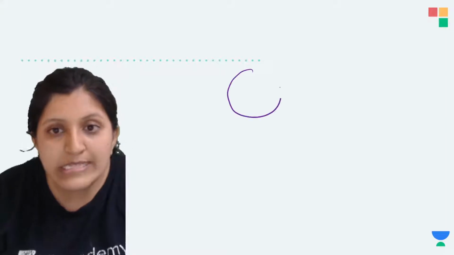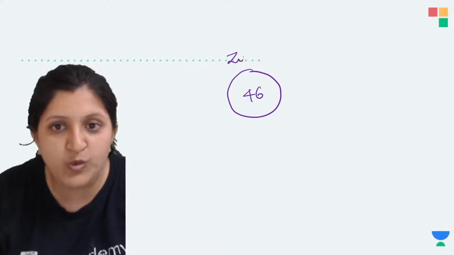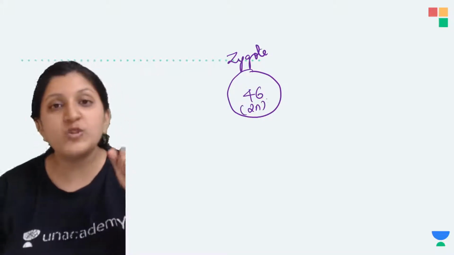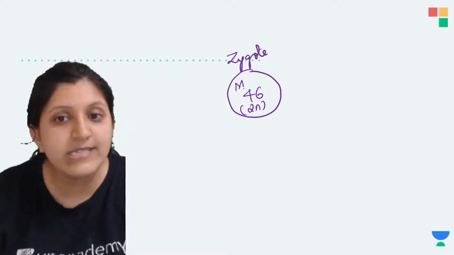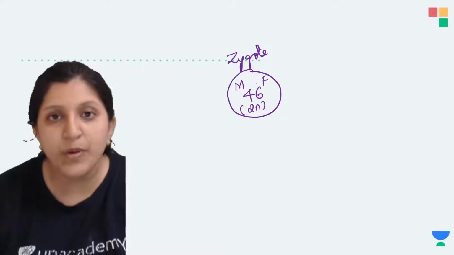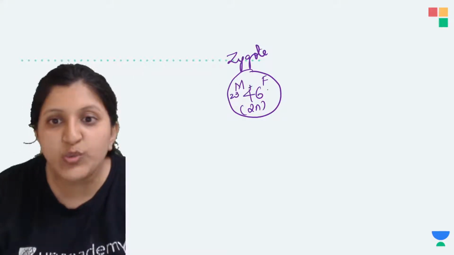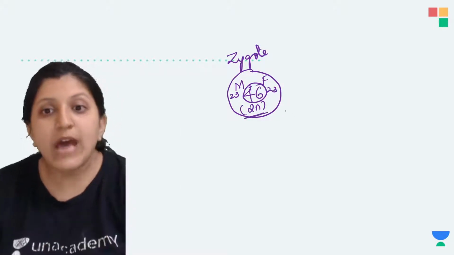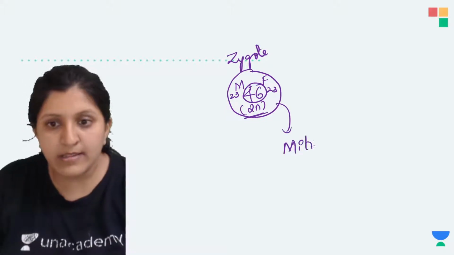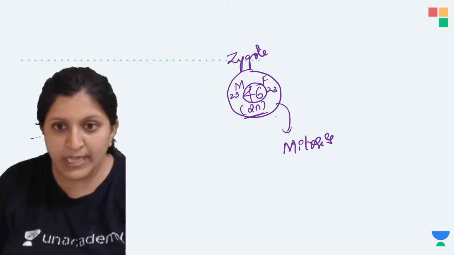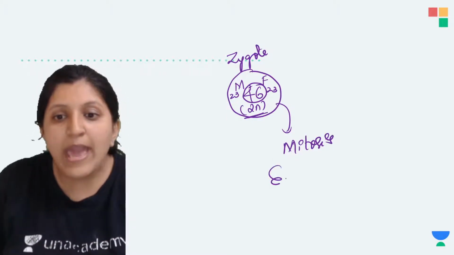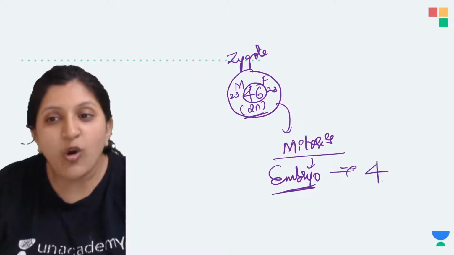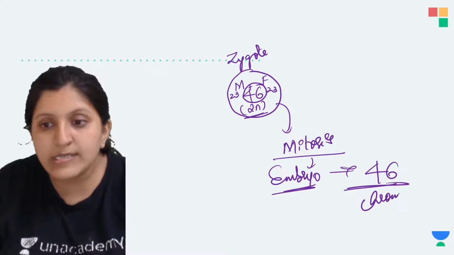Because one cell, that is the zygote, had 46 chromosomes. That means two sets of chromosomes were there. One set is coming from the mother, one set is coming from the father. That is 23 plus 23, so a total of 46 chromosomes, which is 2n. Now when mitosis occurs, all the cells are going to divide mitotically. After the mitosis the embryo forms, and all the cells in it are going to have 46 chromosomes.